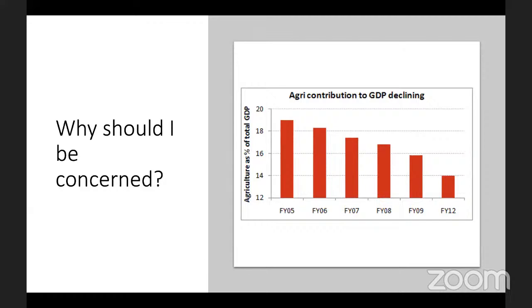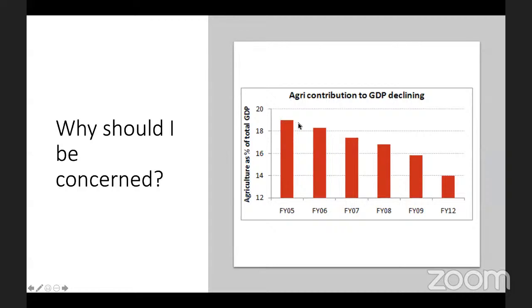And now I want to tell you this, why should I be concerned or why should you be concerned about all these things? Like agriculture has almost not ended yet in India, and people are working on their crops and people are doing farming. So why should I be concerned or why should you be concerned? So I want to show you this graph of agriculture's contribution to India's GDP. Right, starting from the financial year 2005, if I say it was around 19% contribution of agriculture in the total GDP.